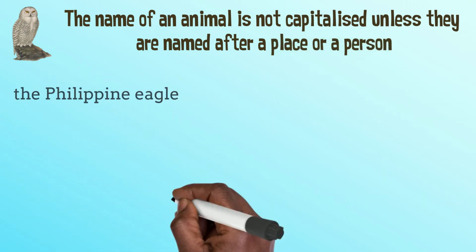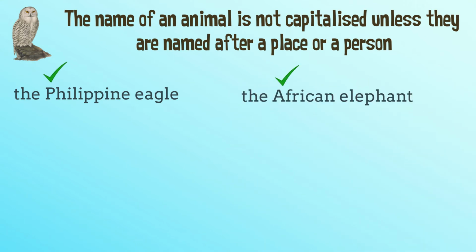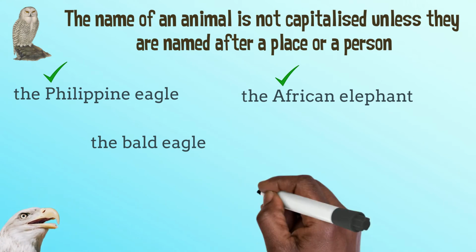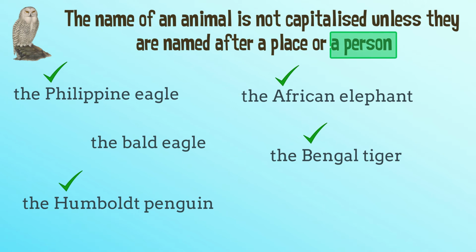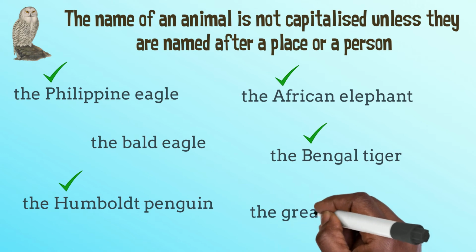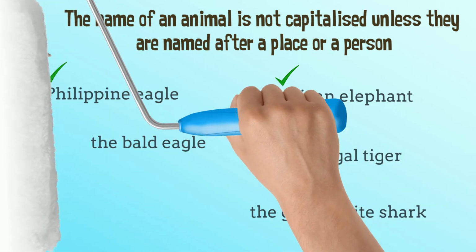The Philippine eagle, the African elephant, the bald eagle, no capitals needed here, the Bengal tiger, Bengal is a region in Asia, the Humboldt penguin, which was named after a German explorer, Alexander von Humboldt, and the great white shark, which doesn't need capital letters, but you still have to watch out for it.